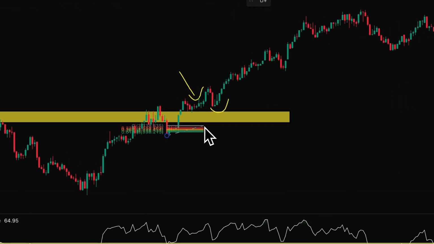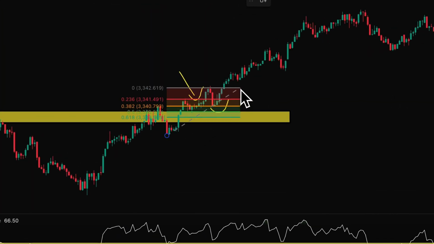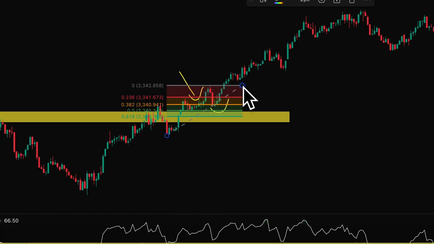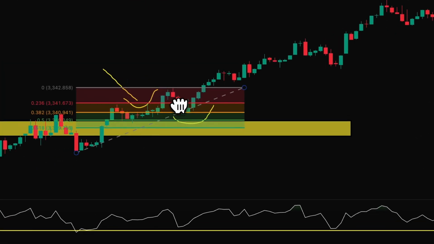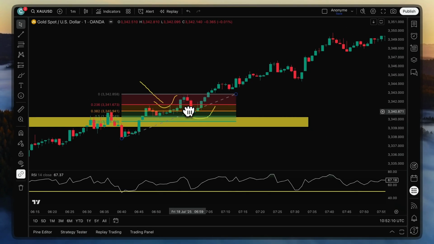So we use Fibonacci, which we draw from the low point of the last upward move to the high point of the last upward move. The low point is here, the high point is here. And as you can see, what we can already notice is that the market is going to pull back both to this price zone and to the 38.2% Fibonacci retracement level.